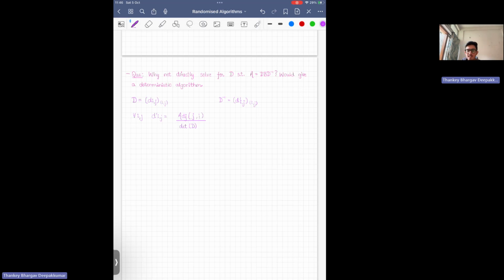And this gives me every entry of D inverse as a polynomial in, okay, not a polynomial, a rational function, because the numerator and denominator are both polynomials. So a rational function looks like P over Q. P is a polynomial, Q is a polynomial. So over here, this and this are both polynomials.